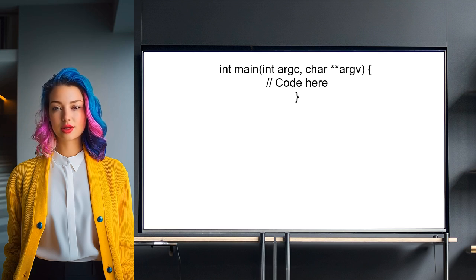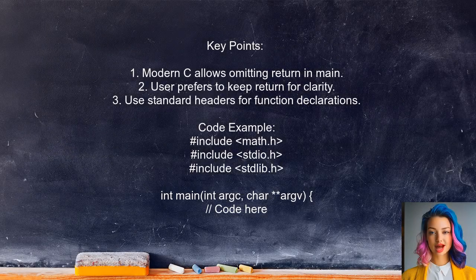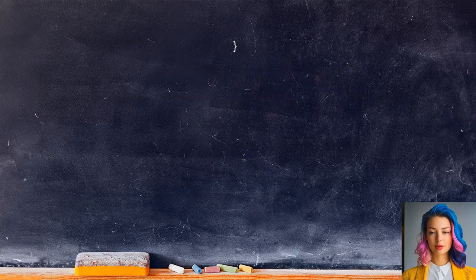However, they note that this practice is no longer acceptable in modern C standards like C99 or C11, which require explicit declarations. The user also highlights that in modern C, you can omit the return statement in main, but they prefer to keep it for clarity. They emphasize the importance of using standard headers to ensure proper function declarations.